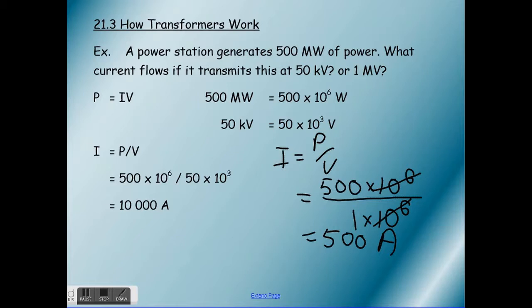So if it's less voltage, it's better? No, if it's higher voltage, it's better. You want smaller amps. Yes, this is a much higher voltage, 1 million versus 50,000. So you want smaller amps, bigger voltage. No, you want voltage to be as big as you can get it, because that makes the current as small as possible. So you lose less thermal energy through heat.